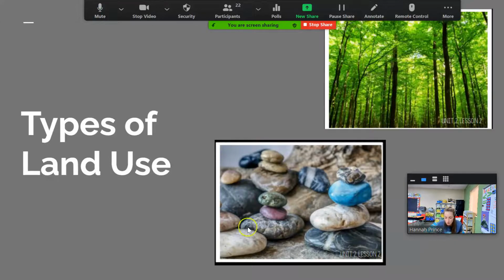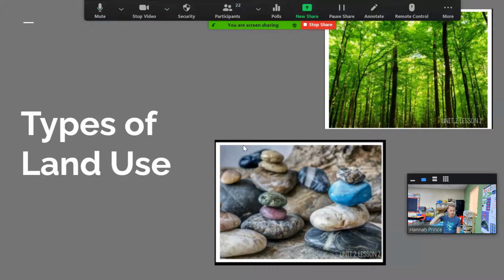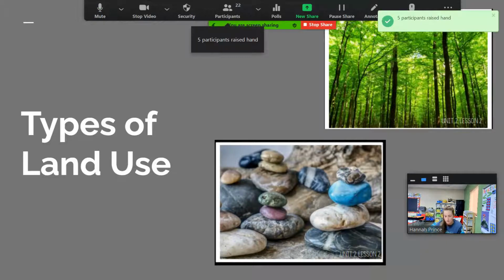Okay, rocks. Rocks. Who would like to answer why are these rocks important? Miss Cheatham? Sophia? Sophia, you may unmute.